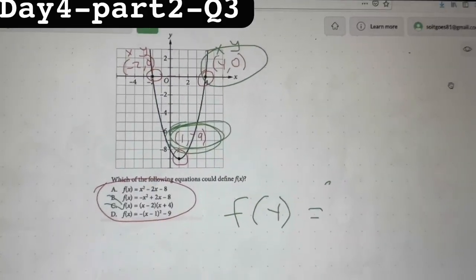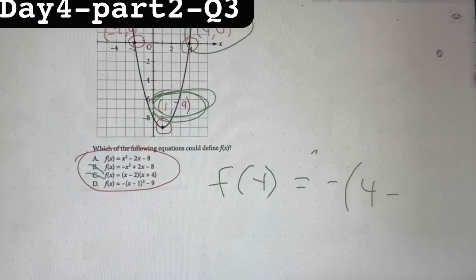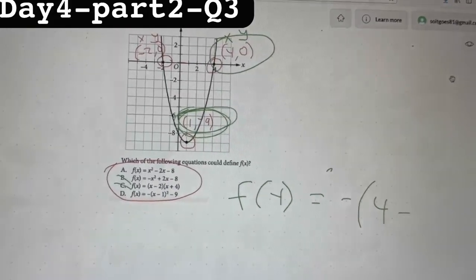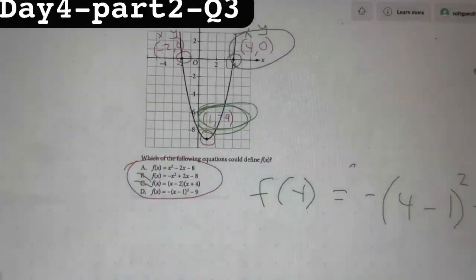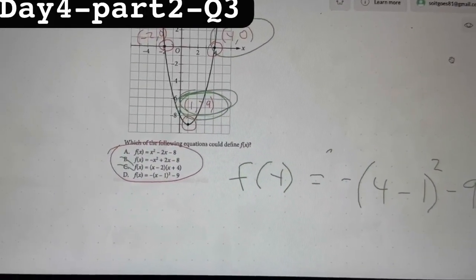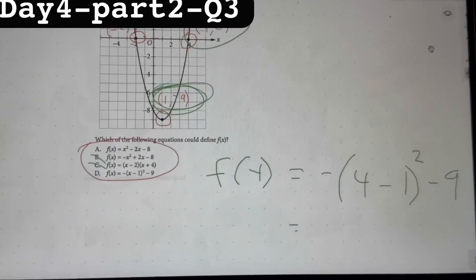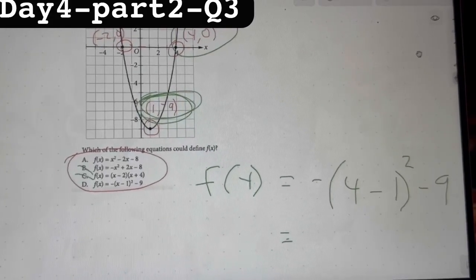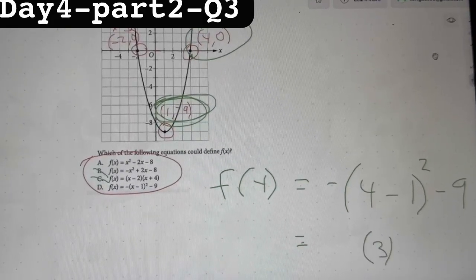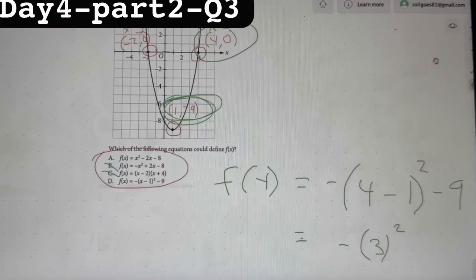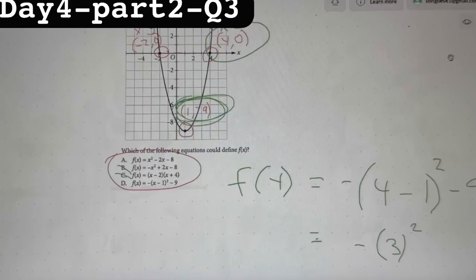F of 4 equals -4 minus 1 squared minus 9. Okay. Let's calculate what's inside the parentheses first. We're doing our order of operations here. We have 4 minus 1, which is 3. We've got 3 squared. Remember that negative is outside the parentheses. That's important here. Very, very important.